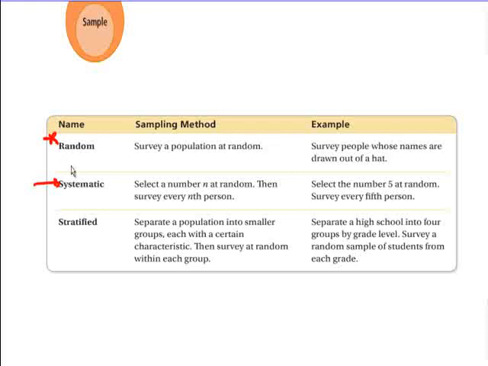Okay, so we have random, systematic, which is still somewhat random, but you have a system to how you're going to be random, and then stratified is really putting those groups. So that's kind of the catch there.